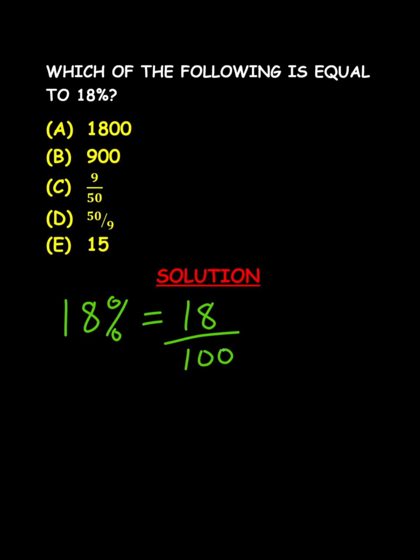Divide both by 2. 18 divided by 2 gives 9. 100 divided by 2 gives 50. Equals 9 over 50. Therefore 18% expressed in its simplest fraction equals 9 over 50. The correct answer is C.